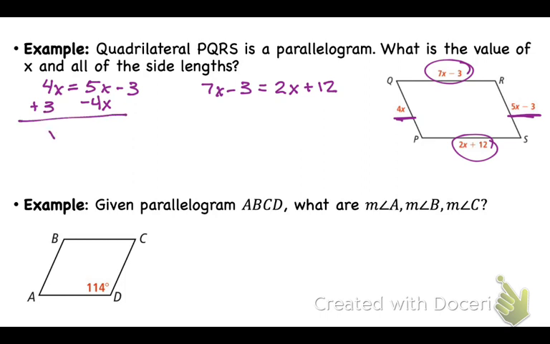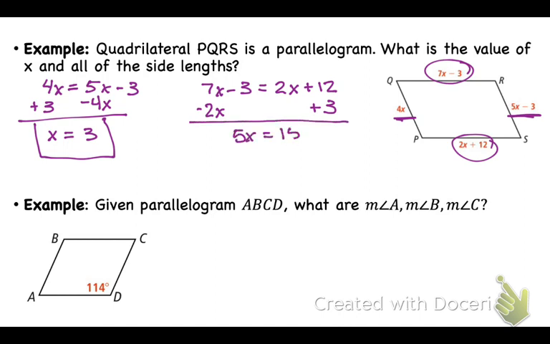So x is 1, 3. Wait, what? Okay. Oh, yeah. So if x is 3 on the sides, it better also be 3 on the top and bottom, right? So subtract 2x and add 3. So you get 5x equals 15. So x is what again? 3. So I found x. Now what else does it tell me to do? Plug it back in.